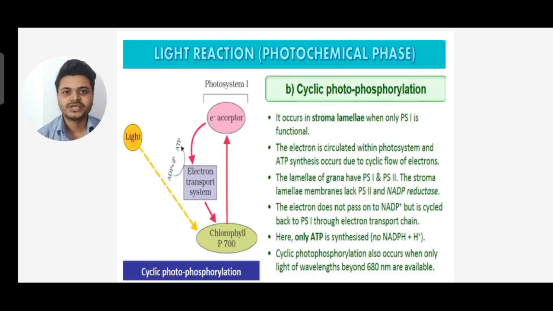So this much for today. I've discussed cyclic and non-cyclic photophosphorylation and the pigments used in photosynthesis. This was the entire lecture: photosynthetic pigments, the different pigments involved in photosynthesis, and cyclic and non-cyclic photophosphorylation.